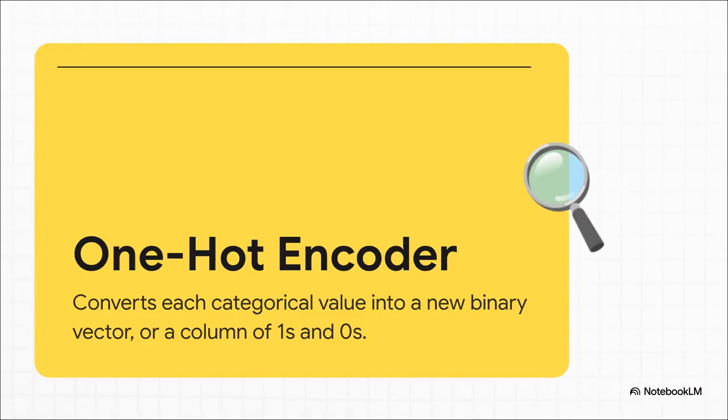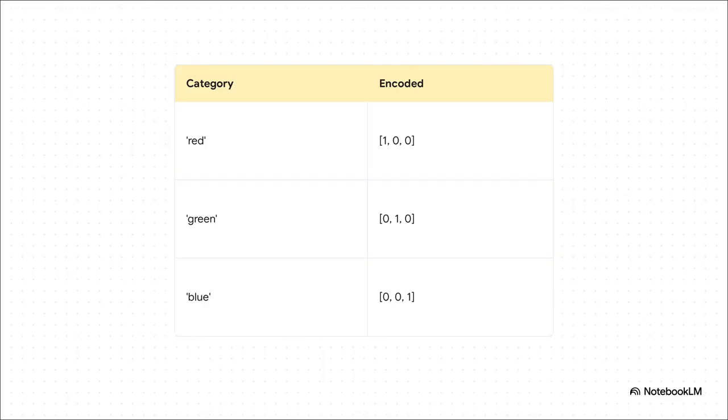Yeah, so instead of just swapping one word for one number, the one-hot encoder does something totally different. It actually creates a brand new column in your data for every single category. And then it just uses a simple system of ones and zeros to mark which category is the right one. So instead of getting a single number, the word red becomes a list: 1, 0, 0.